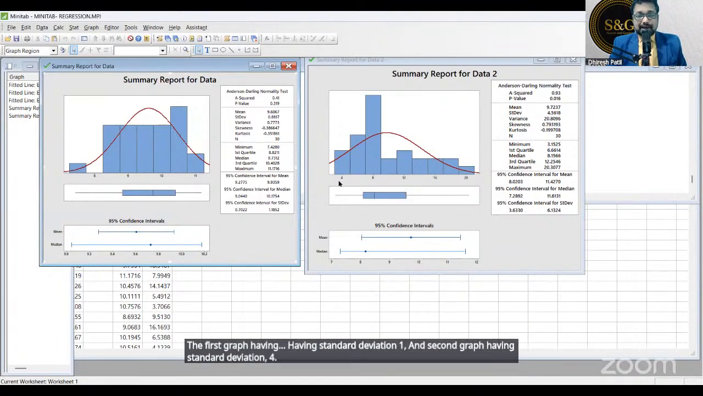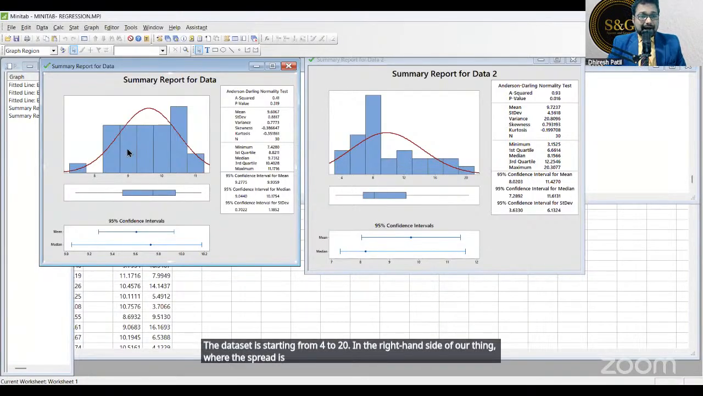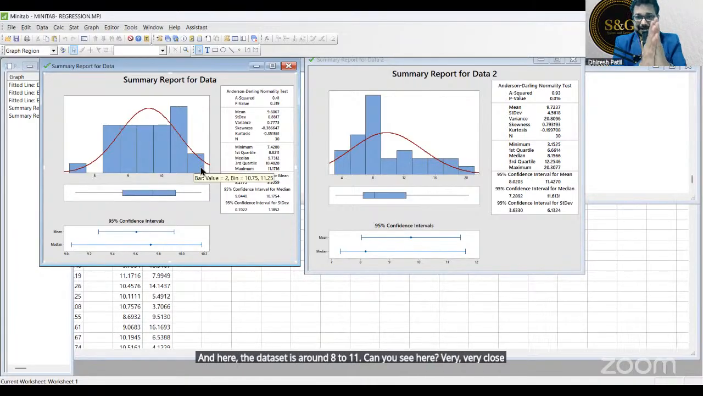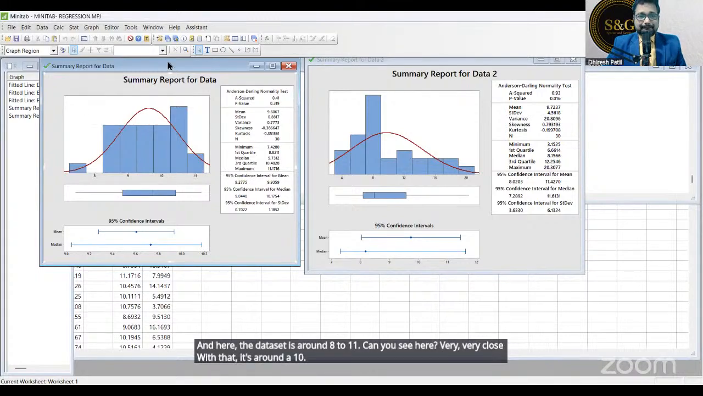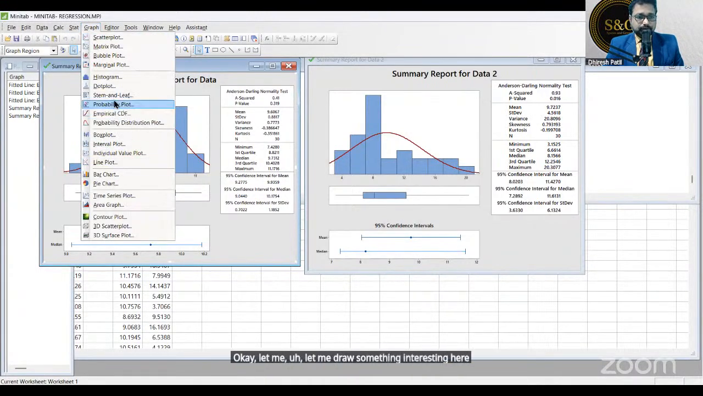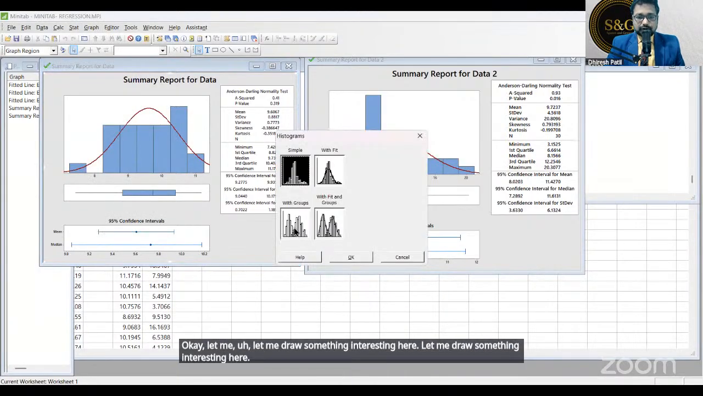Can you see here the data set is starting from 4 to 20 in the right hand side, where the spread is very broad, and here the data set is around 8 to 11. Can you see here very, very close with that? It's around 10. Okay, let me draw something interesting here, with groups.